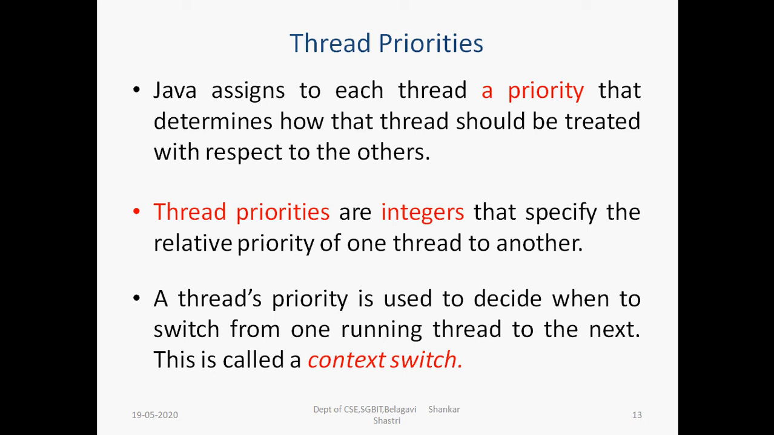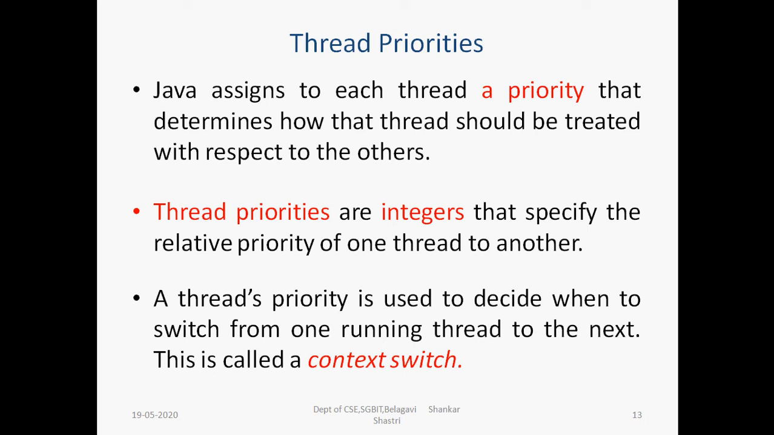But these thread priorities are integers. So this priority is an integer number that specifies the relative priority of one thread to another thread. But sometimes it gives some problems. To avoid that, we are using the context switch. Again, in the context switch we are using the thread priority, but a thread priority is used to decide when to switch from one running thread to the next. So this is called context switch.